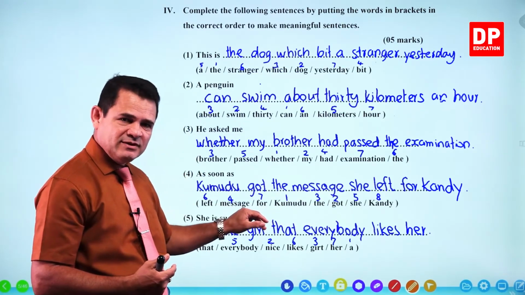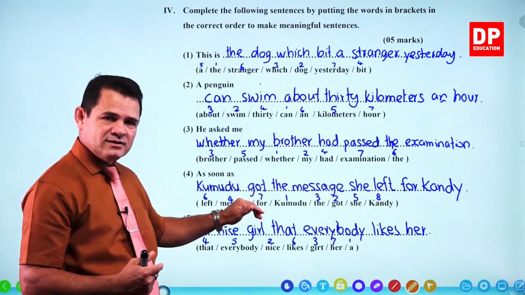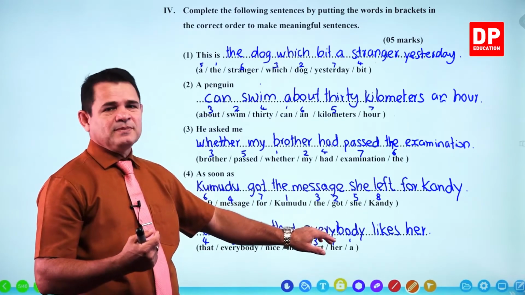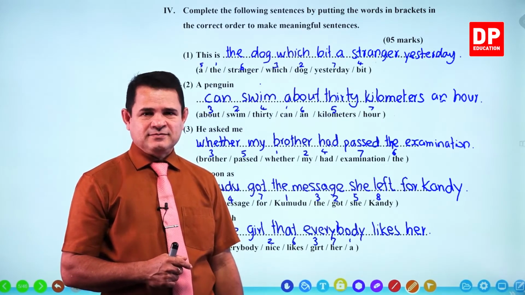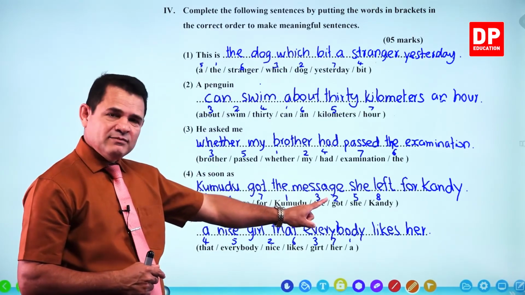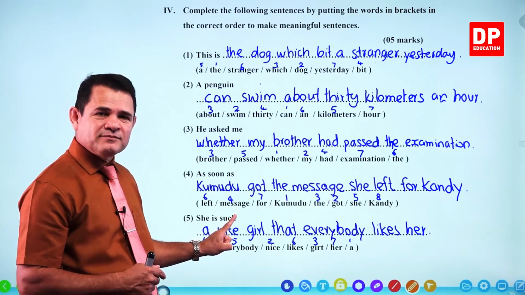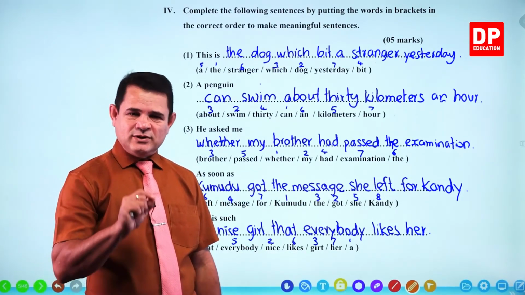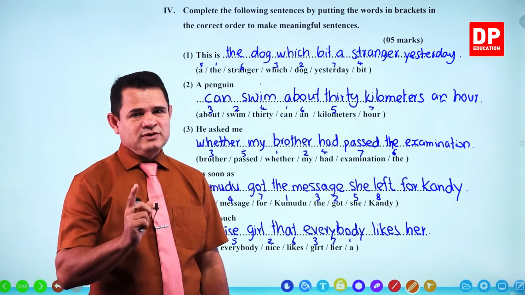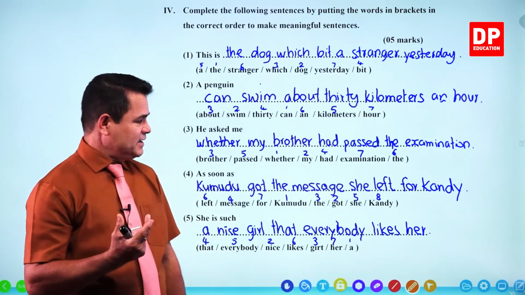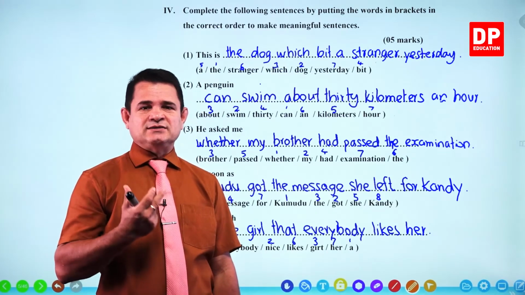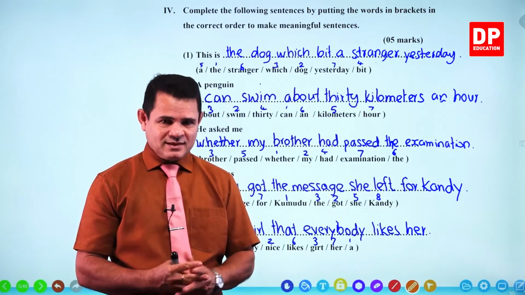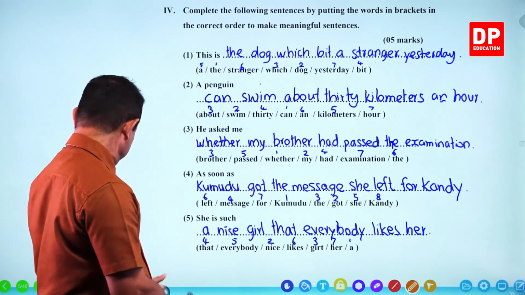If you put the numbers, you won't make mistakes. Sometimes you write sentences and some parts are missing. If even one word is missing, you don't get marks for that. So if you put numbers like this, you won't miss any. You will be using all the words and making a complete sentence which has a clear meaning. So then try it and practice questions like this. Okay, let's go to the next question.